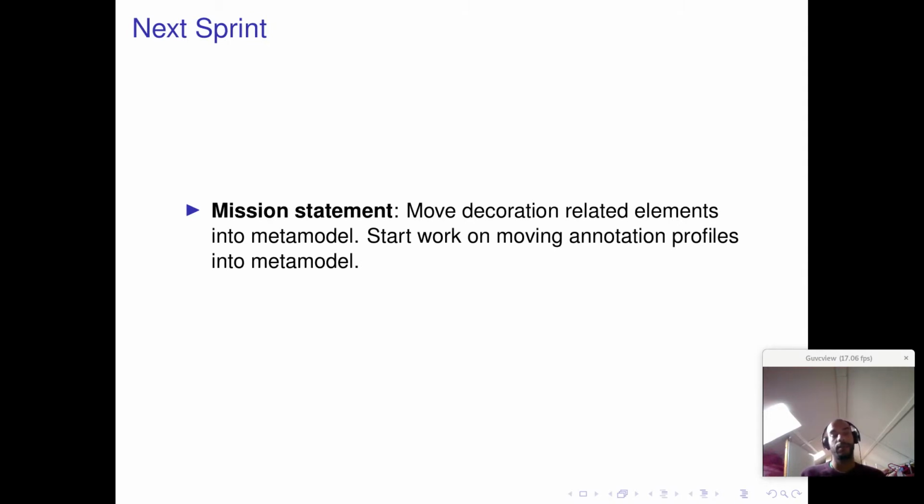For the next sprint, again, we are going to try to see if we can finally sort things out with regards to the meta model changes that we need to make, the very hard meta model changes. The work started in the previous sprint, but it wasn't close to completion, so we postponed the finishing of the work for sprint 13. Ideally, we want to move all the decoration-related elements, such as copyright licenses and so on, to the meta model, and we also want to move the annotation profiles.